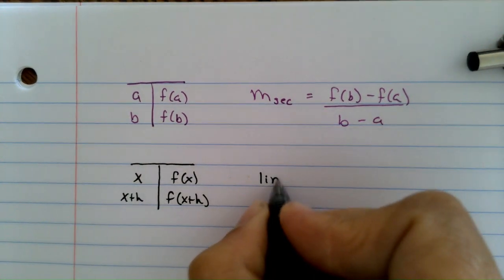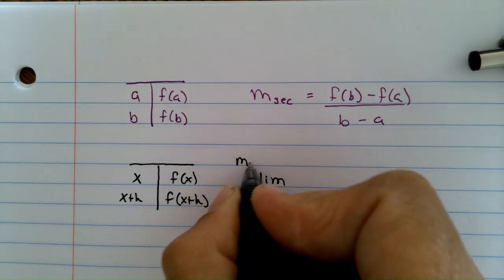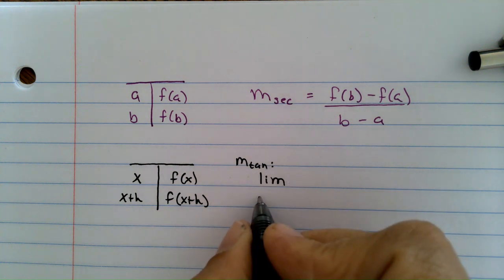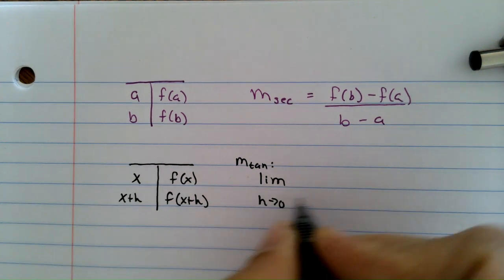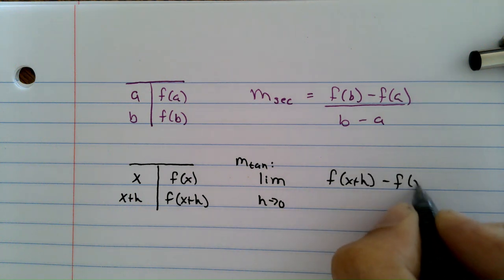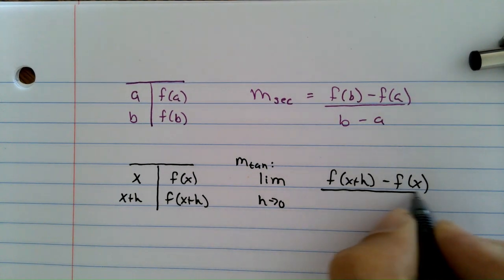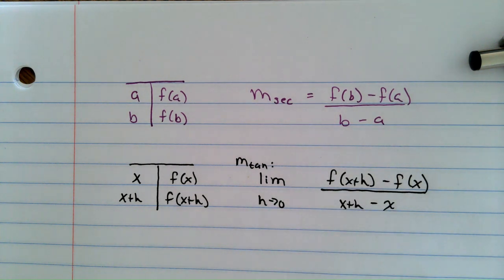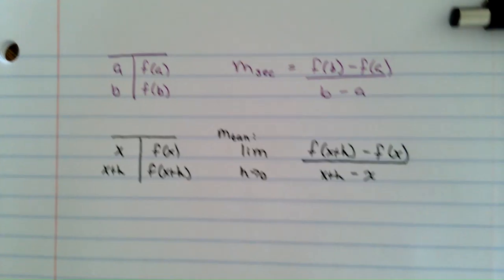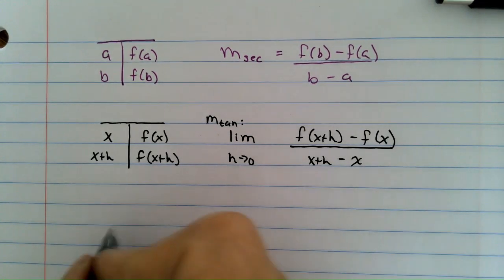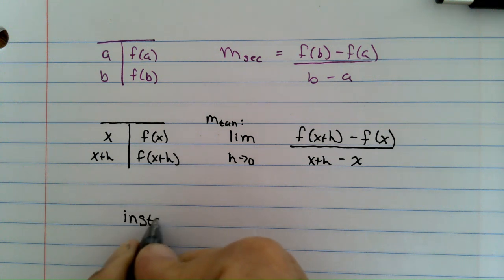We have the limit for the slope of the tangent line. We want those super close together, right? The limit as h goes to 0 of your y2 minus your y1 over your x2 minus your x1. What's going to happen to that denominator every single time?